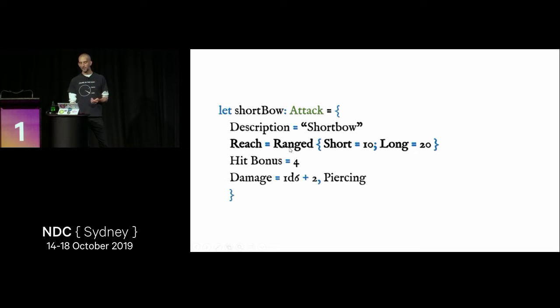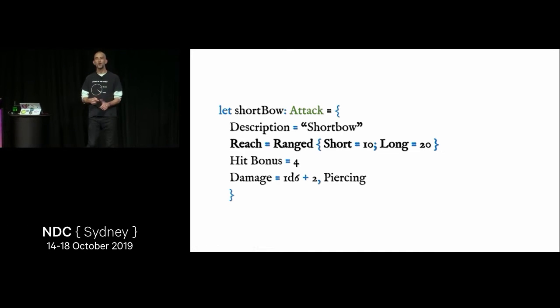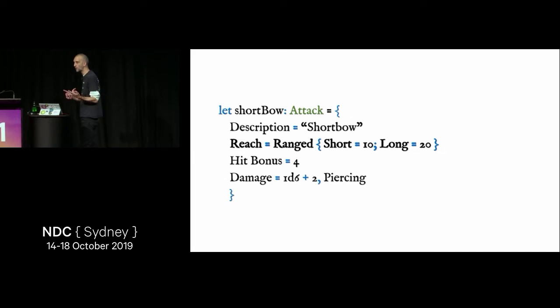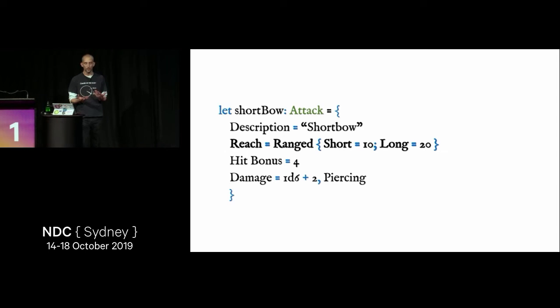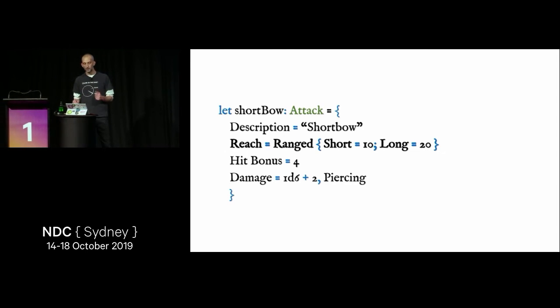Because the reach is telling me either it's a ranged reach, in which case I know perfectly well that it's a ranged attack, or it has a melee range, and in that case I know perfectly well it's a melee attack. So I just collapse it, and now everything is solved. There is no way I can create something which is a hybrid. I don't need try-catch blocks, and I can move on with my life, impossible state out of the way. So this is good.